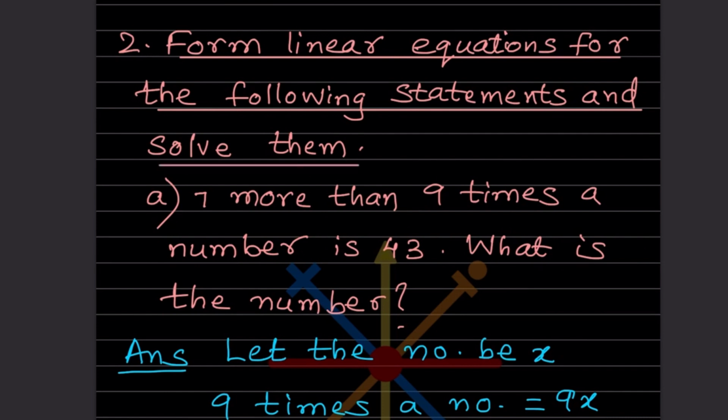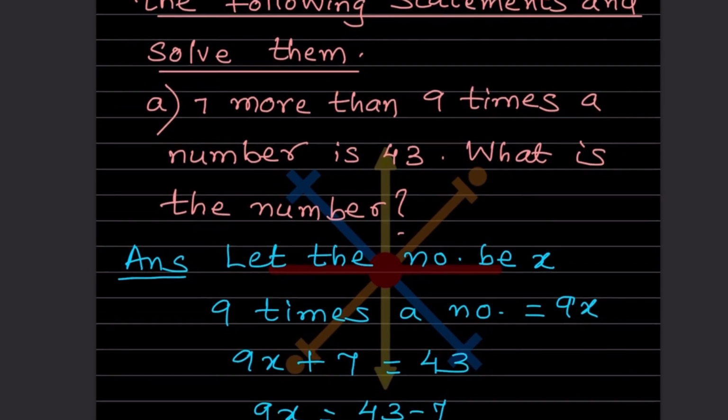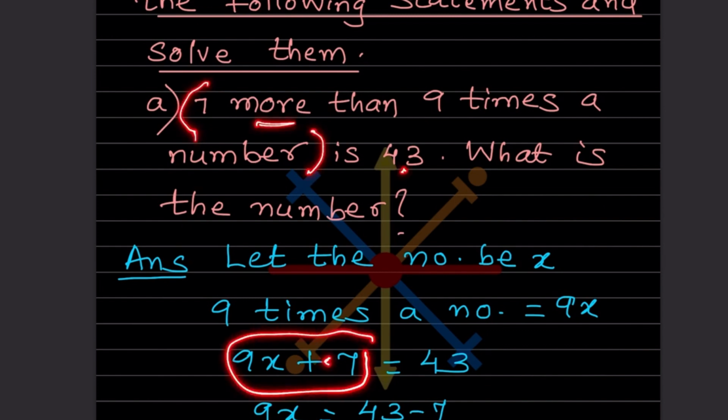Now look at here. This one says 7 more than 9 times the number is 43. What is the number? We don't know the number. So what will we write here? Let the number be x. And then they said 9 times a number. 9 times a number means it is going to be 9x. Here times means multiplication. Now look at the complete sentence: 7 more than 9 times a number. 9 times a number, and more means you are going to add. Is 43. Is means is equal to 43.